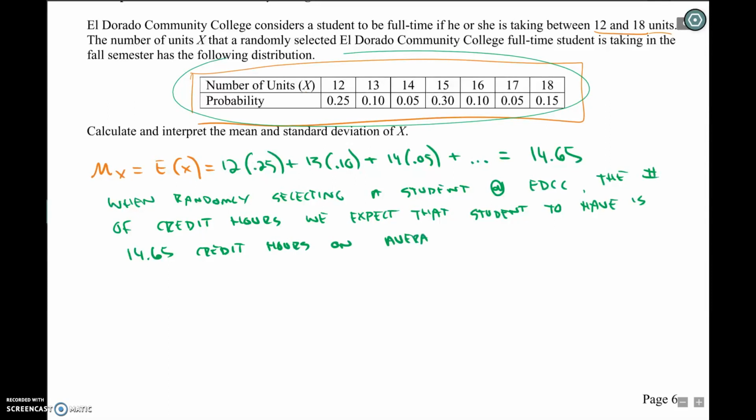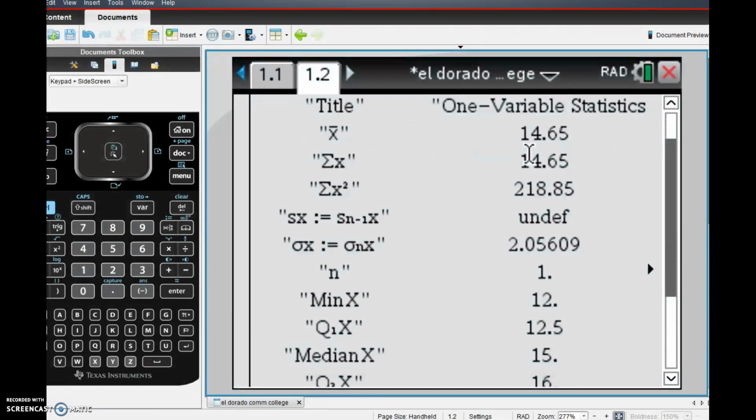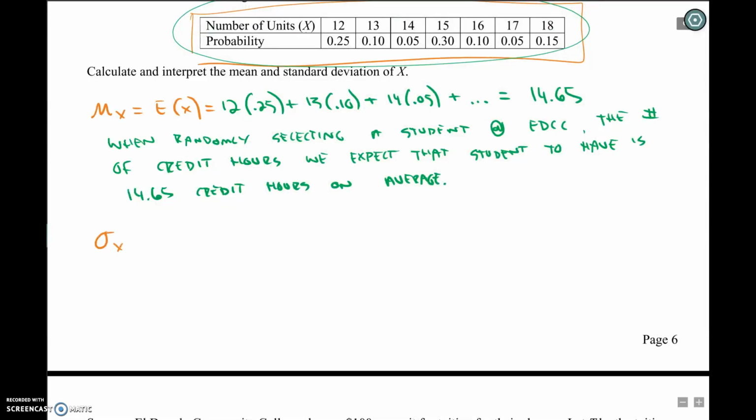All right, I don't really like the way that sounds. I could probably word that better, but say something about when we're randomly selecting a student at El Dorado College, we would expect that student to have 14.65 credit hours on average. I think that's better. Either way, right? Standard deviation. Okay, so we've got to show our work again for this. Now I know the standard deviation, it's right here on my calculator, but we have to show our work. So this is the square root of, you're going to reference your formula sheet.